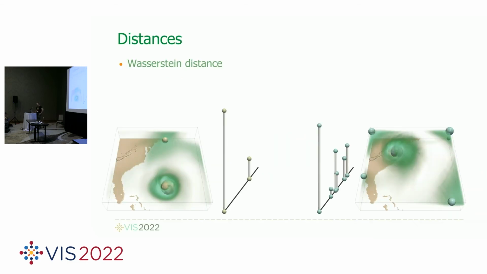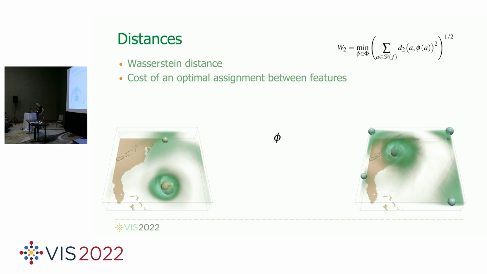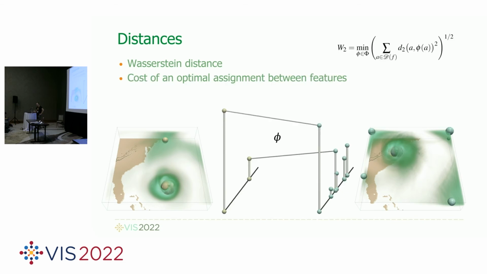So basically, there are some metrics that are available on the space of the persistence diagrams. And one of them is the Wasserstein distance, originally from the field of optimal transportation. It's a nice metric because it's computed as the cost of an optimal assignment between the features present in the two persistence diagrams. And it's nice because first it is stable on the space of persistence diagrams, and also it gives, well, an explicit mapping between the features.